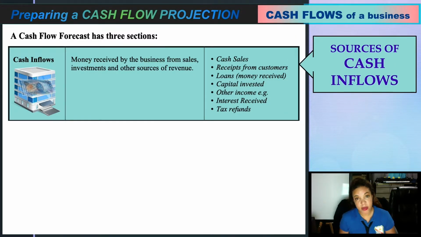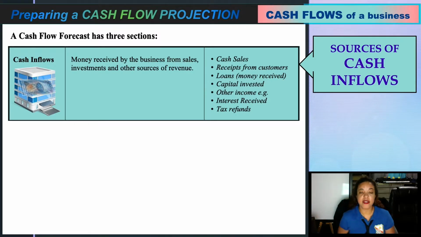So what are some of the sources of these cash inflows? Cash sales. Whenever you sell for cash, you receive cash. Receipts from customers, loans, capital invested, other income like interest received, tax refunds, dividends received. Anything that the business receives in the form of cash is considered a cash inflow. So it's receipts of cash, okay?